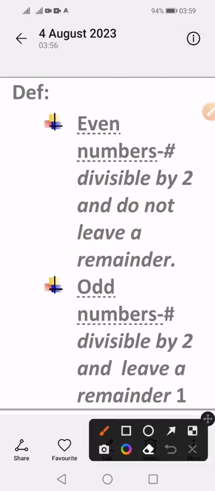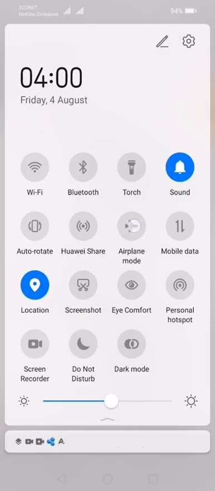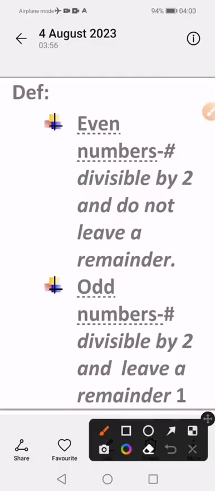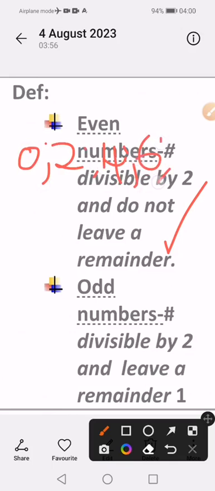Then the second set of numbers that we have is the set of even numbers. What are the even numbers? When you're talking about even numbers, we are referring to the numbers that are exactly divisible by 2 and do not leave a remainder. We are referring to 0, 2, 4, 6, 8, and so on. These are the numbers that can be divided by 2 without leaving a remainder.